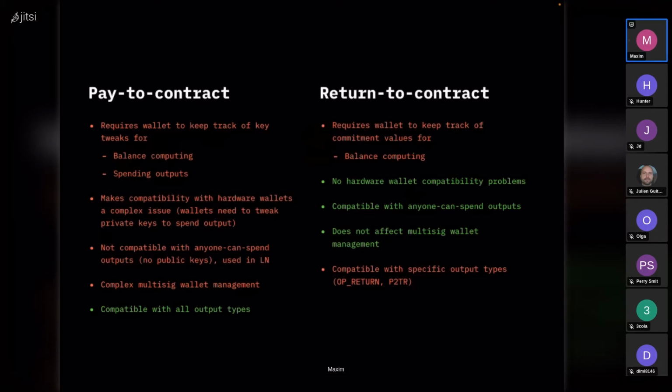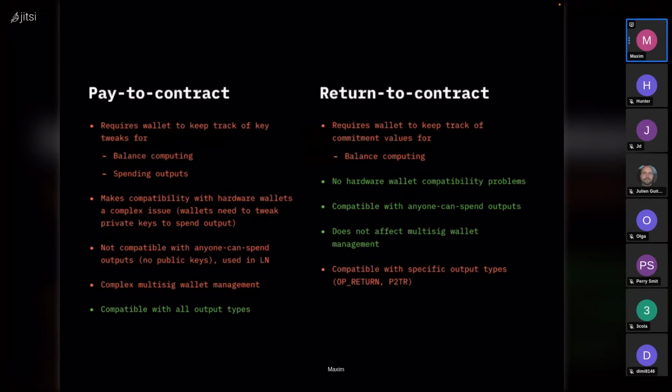Well, the pay to contract option has a lot of drawbacks. First of all, it requires the wallet to keep track of all key tweaks, and these key tweaks are needed for both balance computing and for spending outputs. It also makes it very problematic to sign the spendings with hardware wallets, because wallets need to tweak private keys to spend the output. It is possible, but really complex, and it requires firmware updates. It's also not compatible with outputs that can be spent by anybody, like in the Lightning Network, because we do not have a public key to tweak in that output.